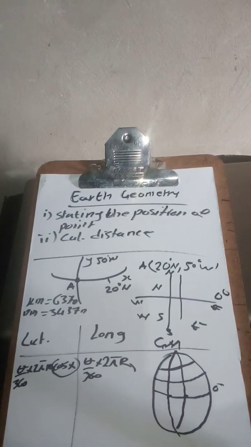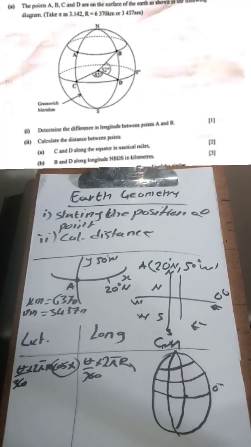All right. So in terms of calculating distance, we are going to use the question that came in the 2021 paper 2 GCE math. As the question says, the points A, B, C, and D are on the surface of the Earth, as shown in the following diagram. We are given the radius in kilometers, 6370 kilometers, and in nautical miles, 3437 nautical miles. Then the first question says, determine the difference in longitude between A and B.